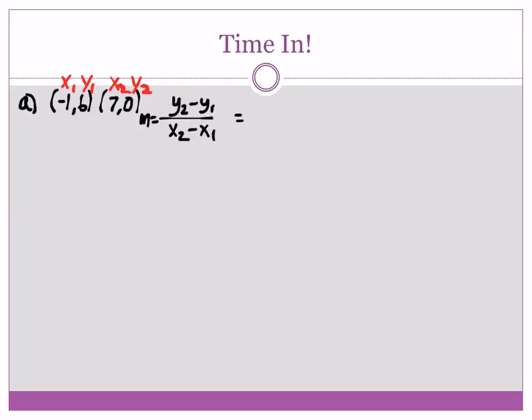All right, so y2 is actually 0 minus y1, which is 6, over x2, which is 7, minus x1, which is negative 1. So what will this simplify to? Negative 6 over 8. Does that reduce? Yeah, to what? Negative 3/4. Okay, so this is part A.